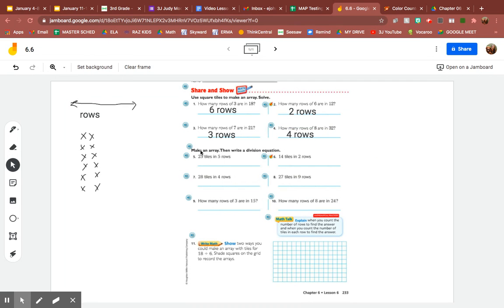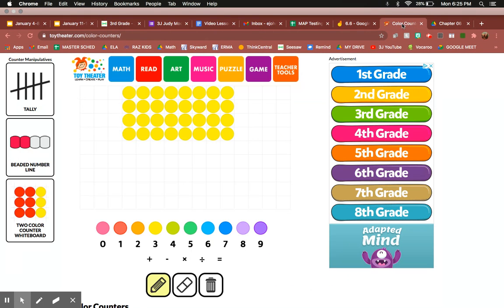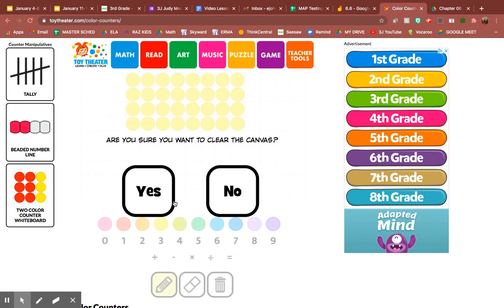All right, now it says make an array, then write a division equation. So for number 5, it says 25 tiles in 5 rows. So this is just backwards. So now we have to do 25 tiles in 5 rows. Okay, so I'm going to go ahead and erase this.